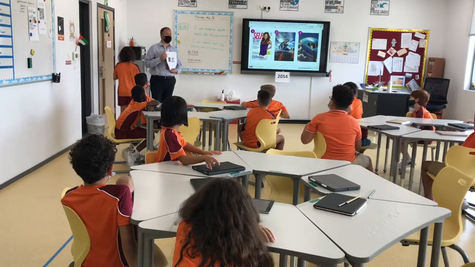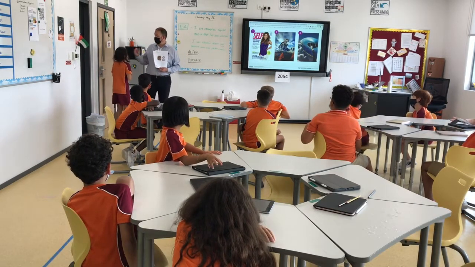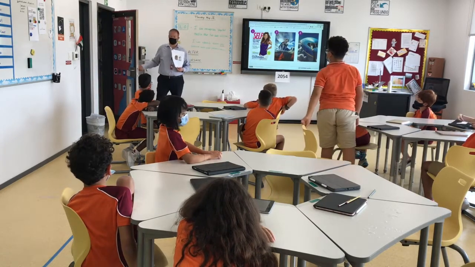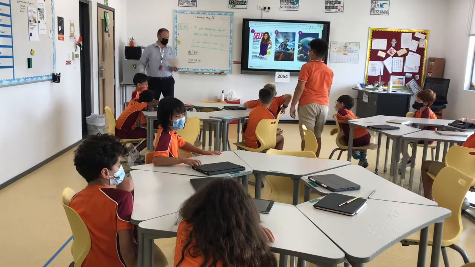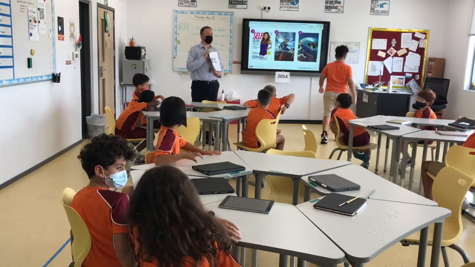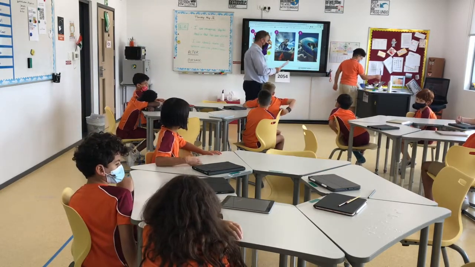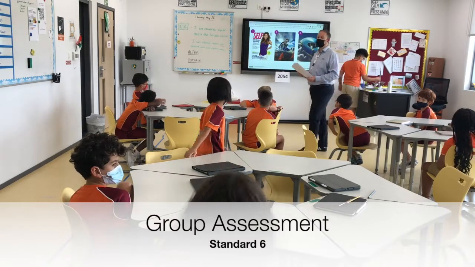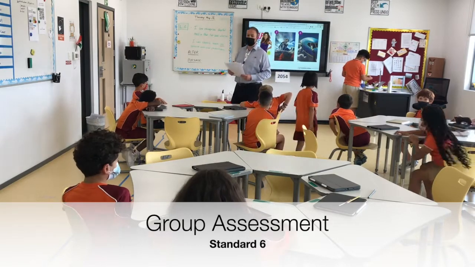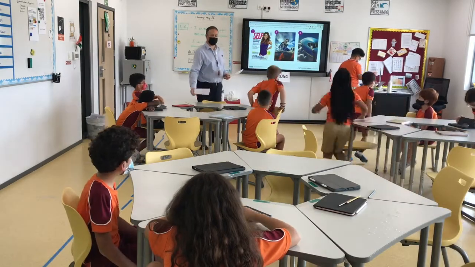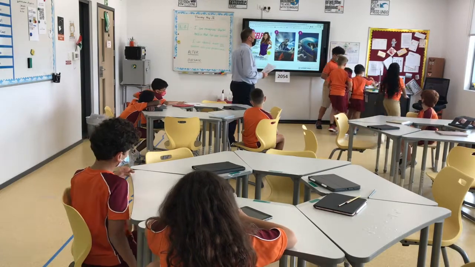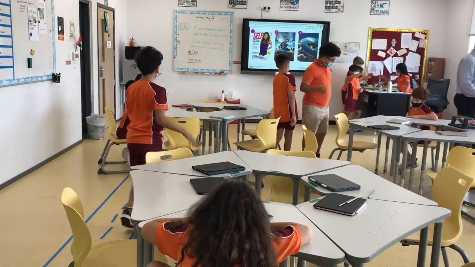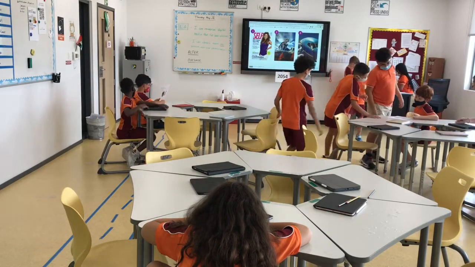Each table is going to get one piece of paper. You have to take a look at the picture, and then the questions say what was altered or what was changed, and why. What was altered and why. So you have to work together with the people at your table, and in just a few minutes, we will get feedback from you to figure out what was changed and why.